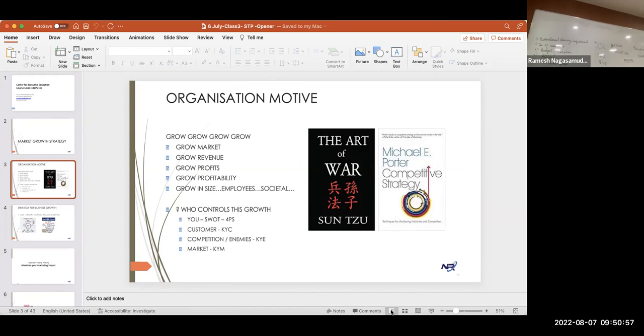So every company wants to grow in number of employees and in the contribution they make to society and the world. So how do you do that? And who controls your growth? We just discussed that I control my growth using the 4 P's. I must know my strength, I, as in my company, must know my weakness, where my opportunity is, and where my threat is. That's one thing that I must know.